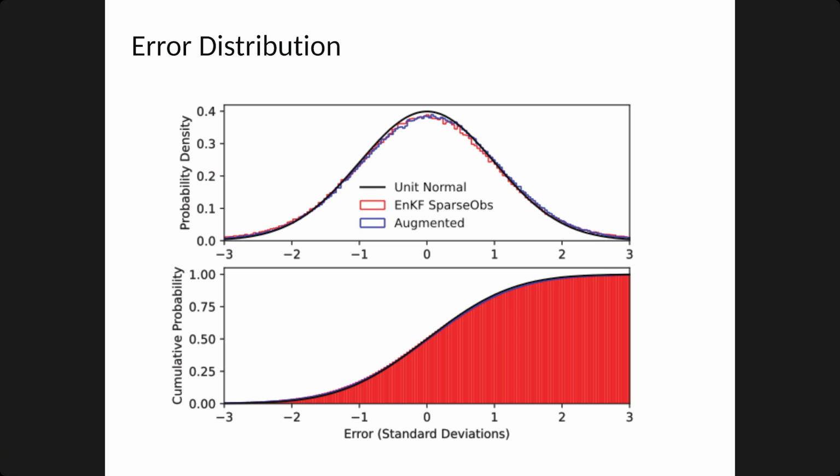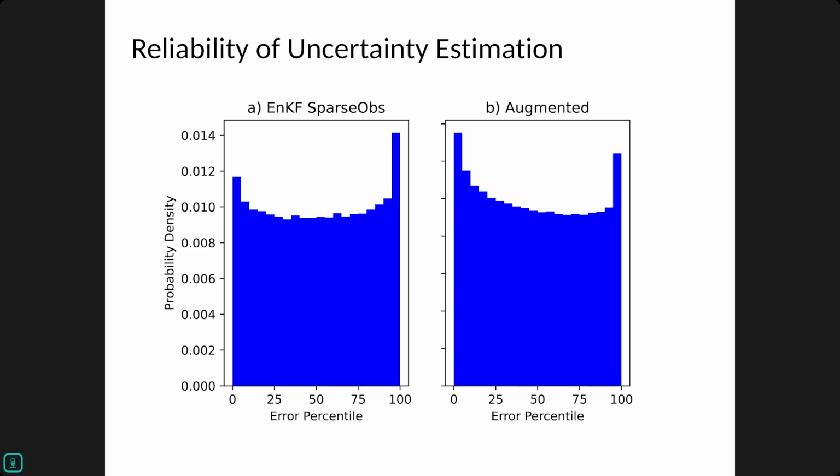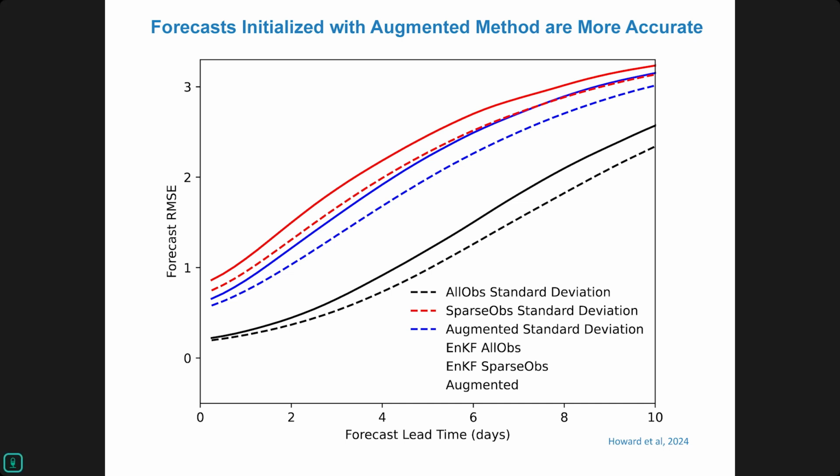And then this is the error distribution. They look about similar. It's Gaussian in terms of the error distribution. And then we run forecasts from these initial conditions. So we do the assimilation and we run forecasts forward in the model, 10 days of the model. And here the error is plotted in the continuous lines, and then the standard deviation is plotted in the dashed lines.